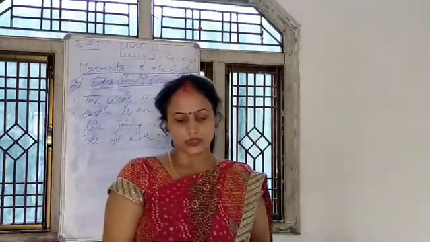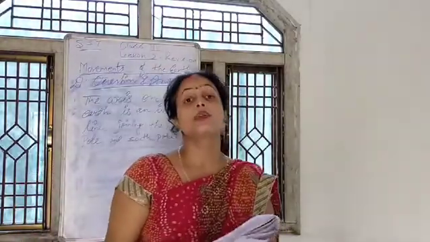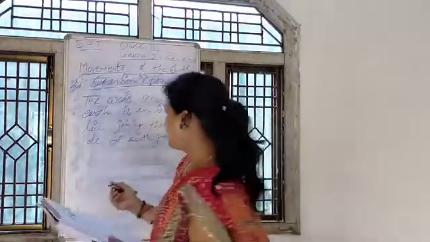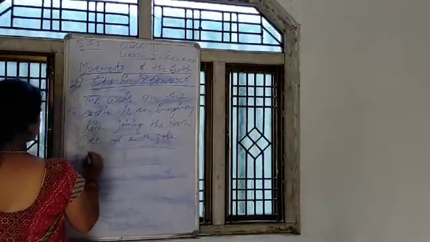Now the second question. What is the second question? What is an orbit? So the definition of orbit. What is an orbit? Second answer is the earth.